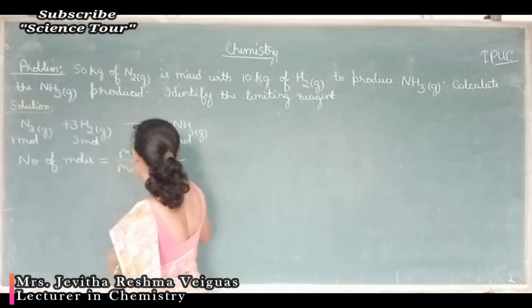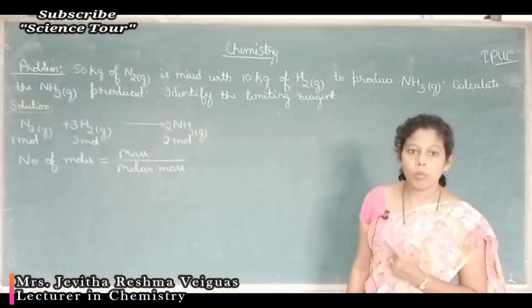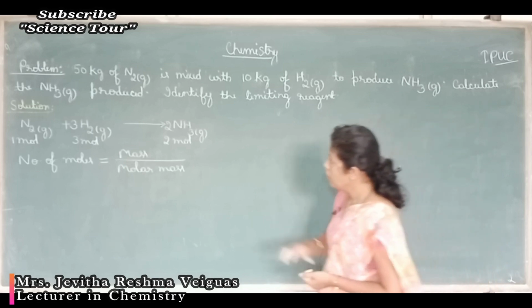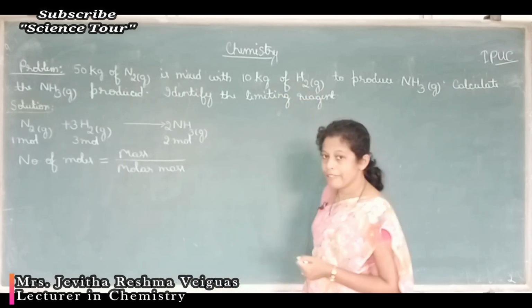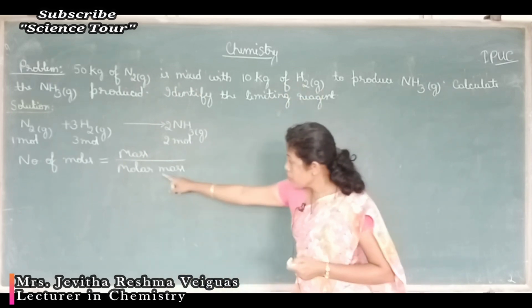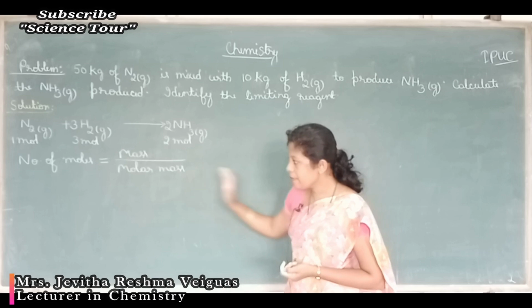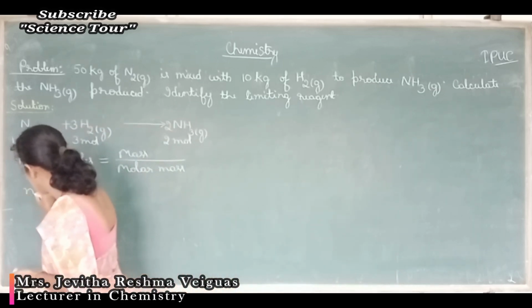Students, you already know what is molar mass. It is atomic mass or molecular mass expressed in grams. We have N2, which is a molecule. We have H2, which is also a molecule. So here molar mass means molecular mass of them given in grams. So let's find number of moles. Let's find number of moles of nitrogen.